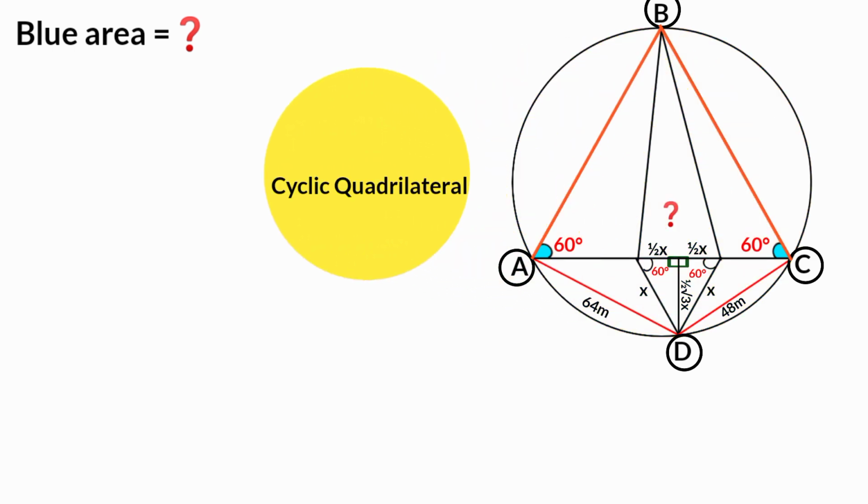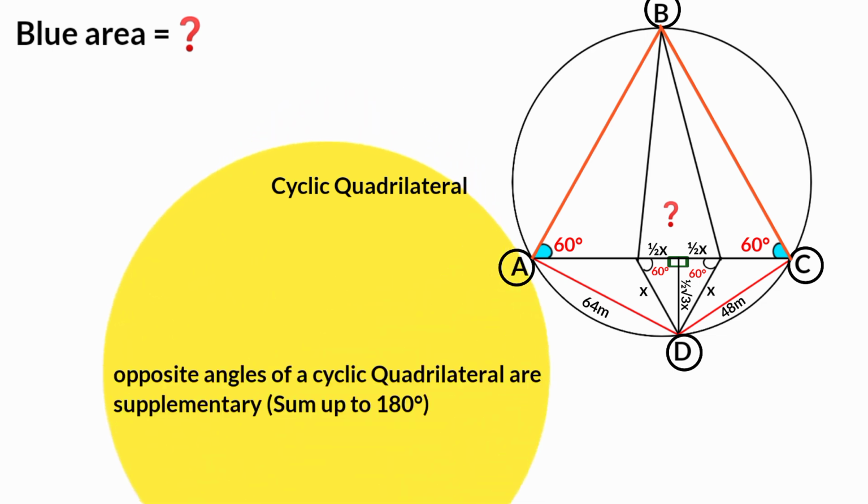That means it is a cyclic quadrilateral. One of the properties of a cyclic quadrilateral is that opposite angles are supplementary. That is, the sum of this angle BAD and this angle BCD is 180 degrees.